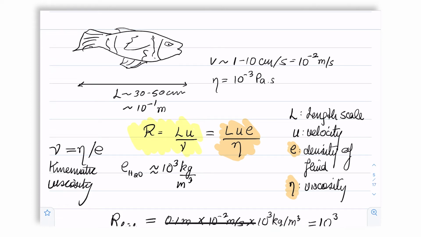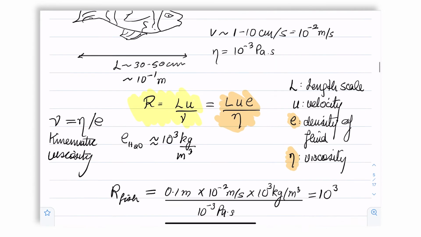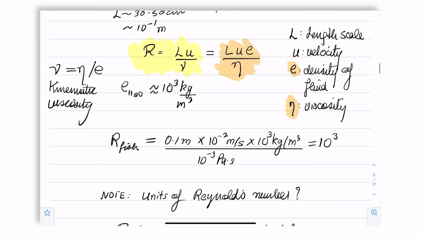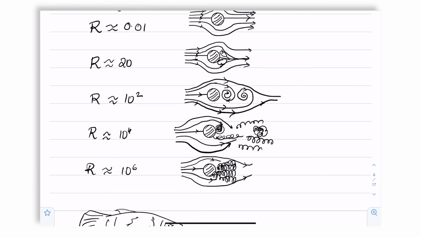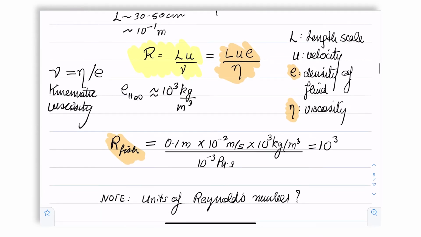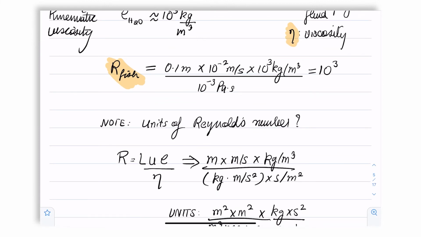Now, something to bear in mind, if we substitute these numbers, we get a value. We get 10 to the power 3. This is the Reynolds number for the fish, labeo, 1000, right? And if you recall this, 10 to the power 3 is somewhere in this turbulent phase. But what are the units? What are the units of Reynolds number, right?